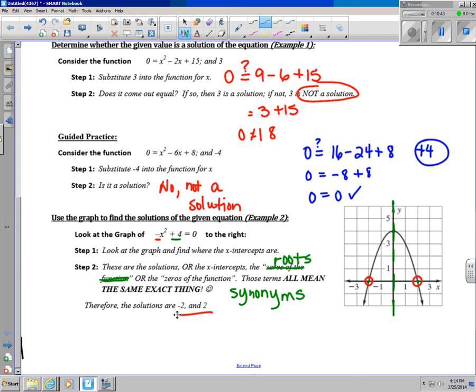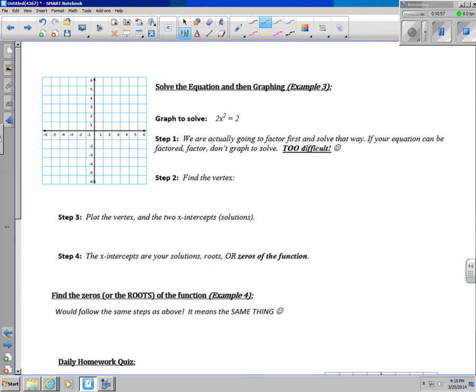How easy is that to look at a graph and you can tell right where it intersects the x-axis? Okay, pretty easy? All right, let's go ahead and go to the back side of the paper and look at the next problem. Solve the equation and then graph it. Example 3. Now, it tells us to graph to solve, okay? But the first thing I have to do is I want to get this equal to 0.